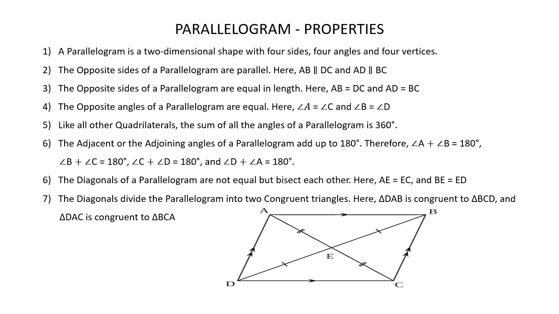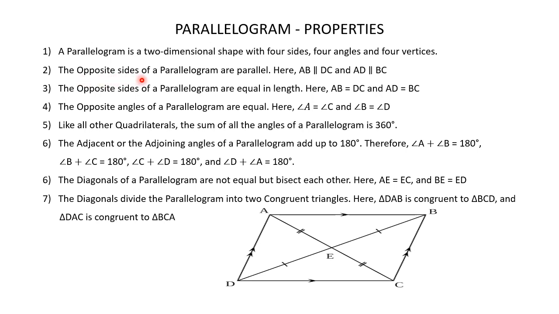Let's look at the properties of a parallelogram. A parallelogram is a two-dimensional shape with four sides, four angles and four vertices. Look at this diagram. Here the shape ABCD is a parallelogram. This is a two-dimensional shape with four sides AB, BC, CD and DA. The four angles are angle A, angle B, angle C and angle D. The four vertices are A, B, C and D.